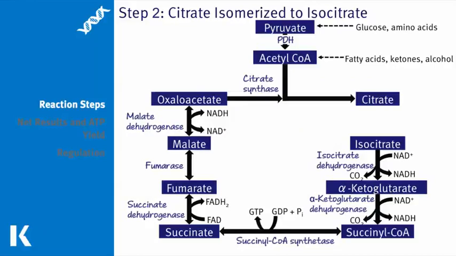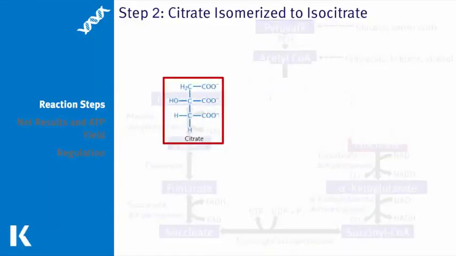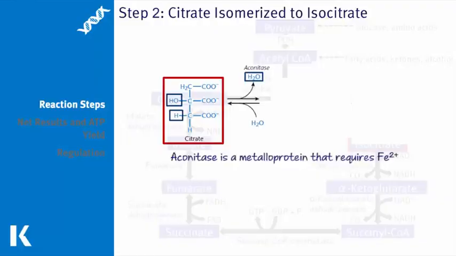In order to continue our journey along the citric acid cycle, the citrate must be isomerized to isocitrate via the enzyme aconitase. In this process, the citrate reacts via the aconitase, and the hydroxyl group and a hydrogen are removed, producing water. Aconitase is a metalloprotein, meaning that it requires iron 2+ as a cofactor. Following this process, cis-aconitate is formed, wherein there's a double bond between the carbon that lost the hydroxyl and the carbon that lost the hydrogen.